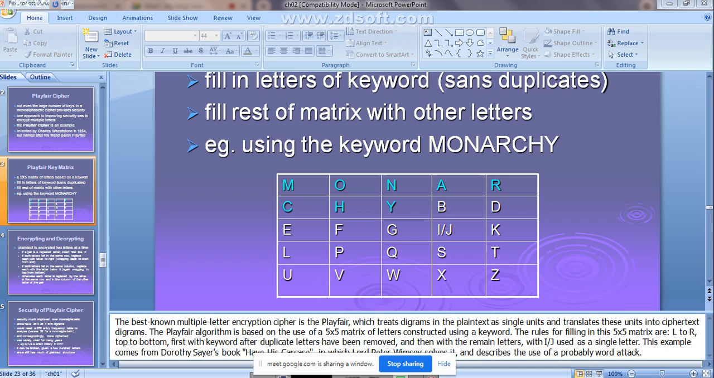Now we'll see again. I'll explain it with an example. Now I'll consider H, S. Where are they present? See whether they are present in the same row. No. Whether they are present in the same column. No. H is present in the second row, second column. S is present in the fourth column, fourth row. They are not present in the same row, and they are not present in the same column.